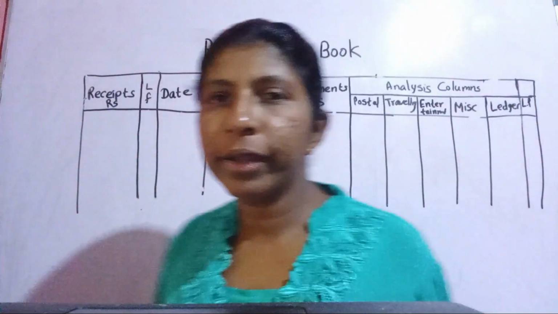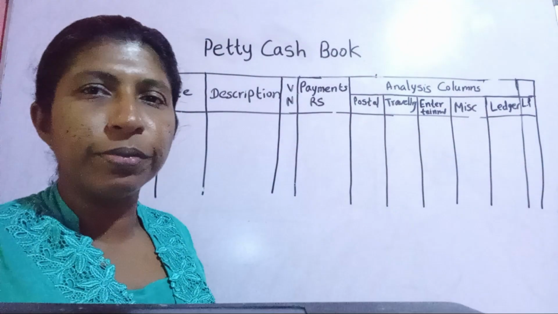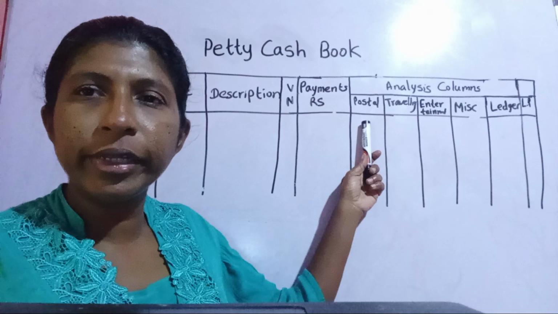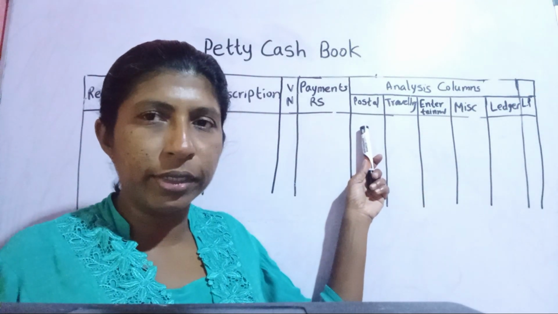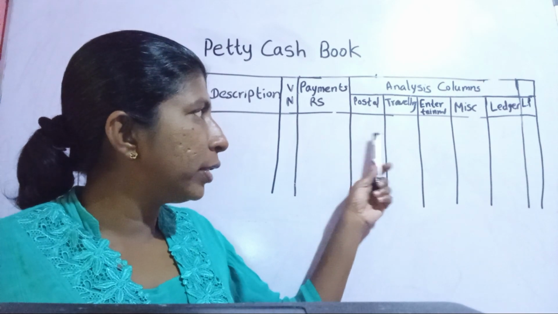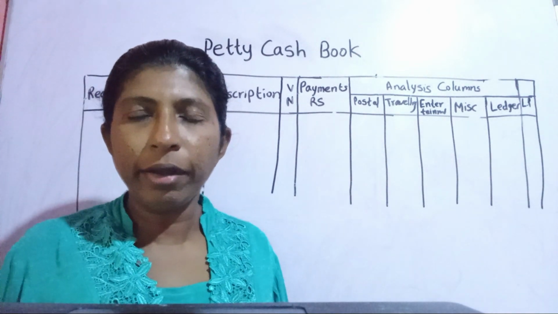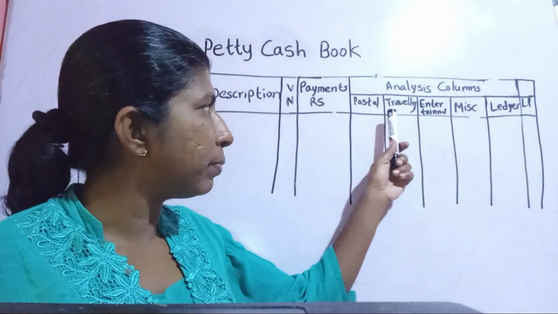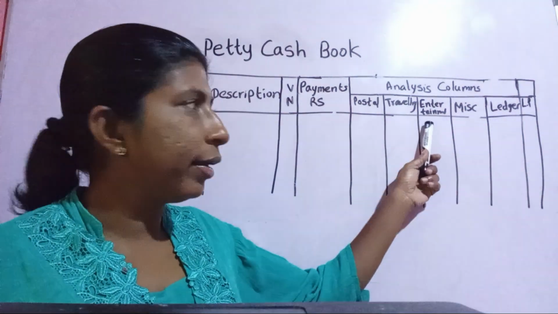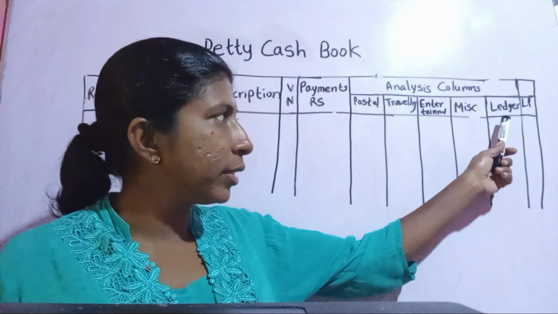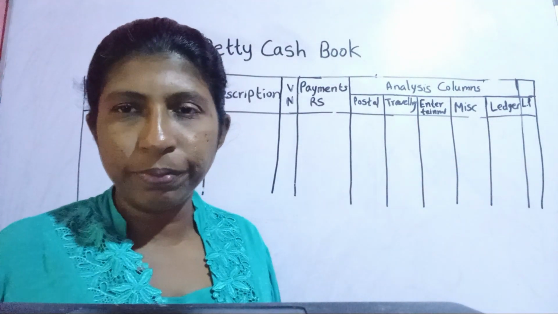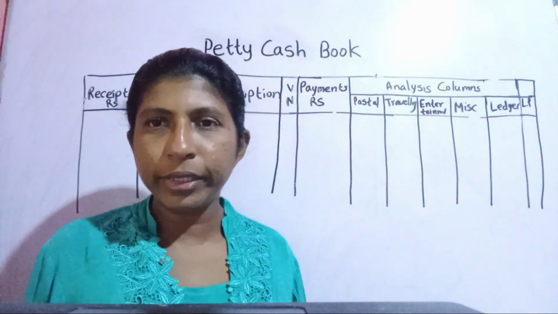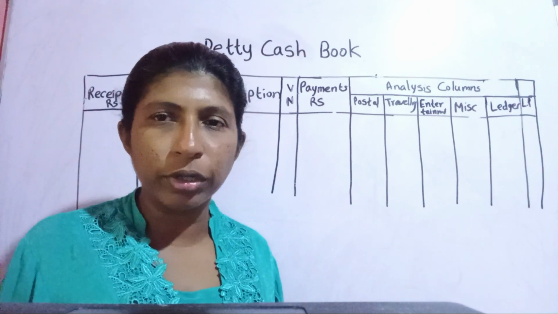Then we can see the analysis columns here. We can make this analysis according to the business expenses. We have to use expenses that occur frequently in a business in small amounts. As an example, I have taken postal expenses, traveling expenses, entertainment expenses, miscellaneous expenses, and ledger. I'll take one example and explain how to write these petty cash transactions in the petty cash book.